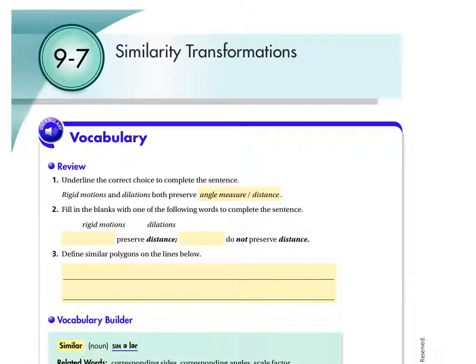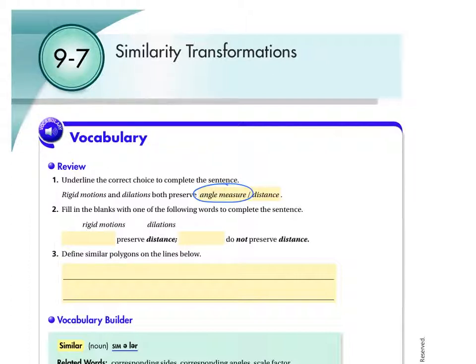Rigid motions, so think of what a rigid motion means, and dilations. Think about what rigid motions and dilations might have in common. They both preserve what? Do the angle measures stay the same, or do the distances stay the same? Angle measures. Remember, dilations cause the distances, or the side lengths, to change.